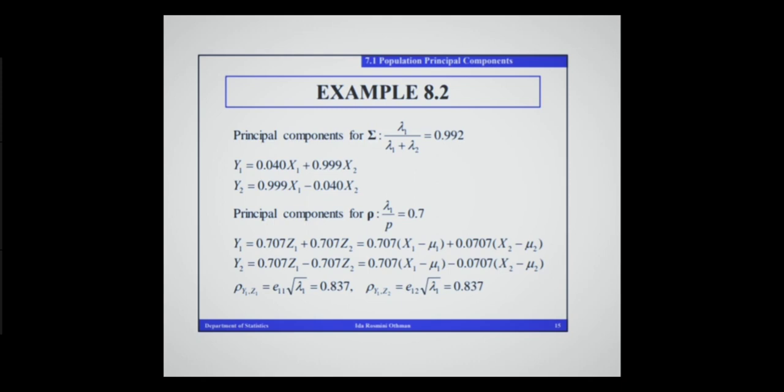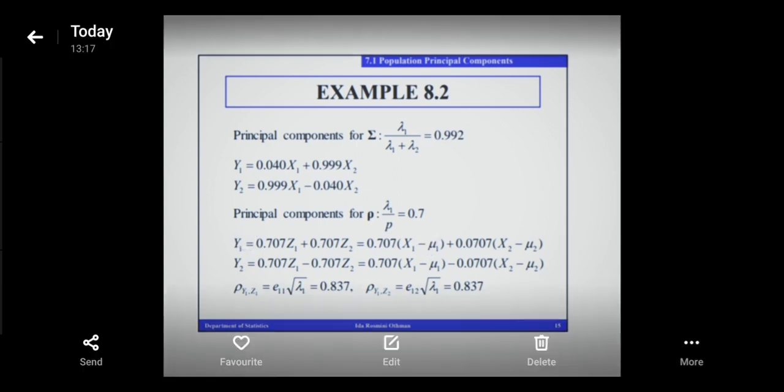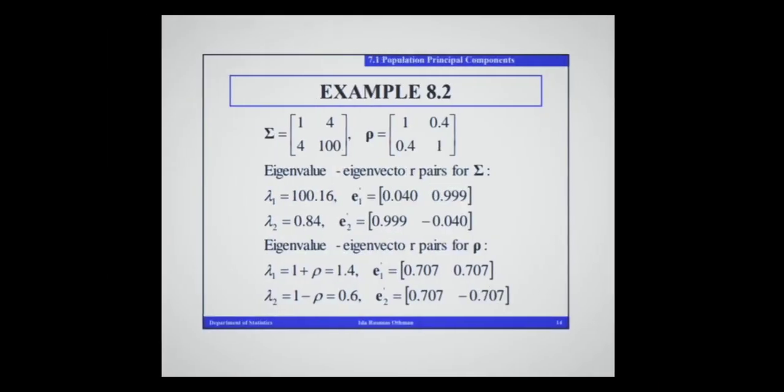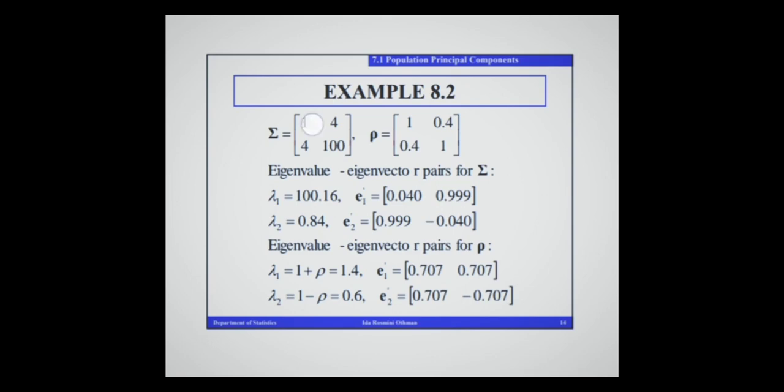Okay, we replace with X minus mu divided by sigma. So in this case for Y1, X1 minus mu1 divided by the square root of sigma 11 here. So how do we get the sigma 11? We can get it from the big sigma matrix there.